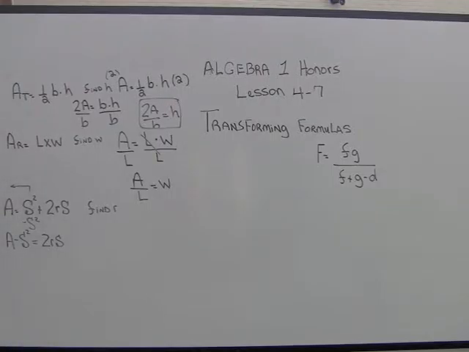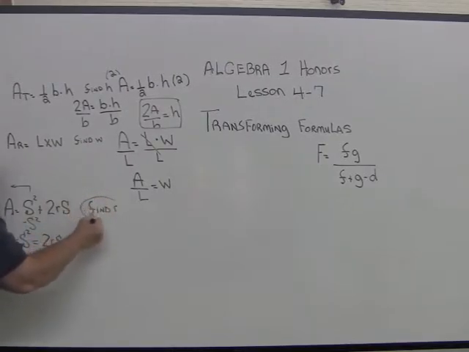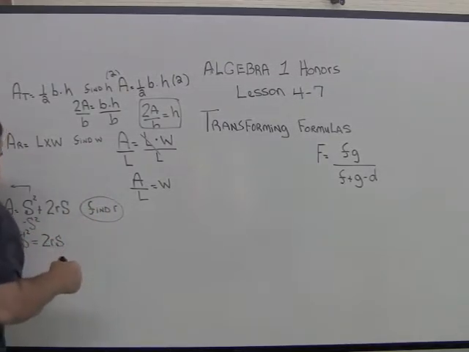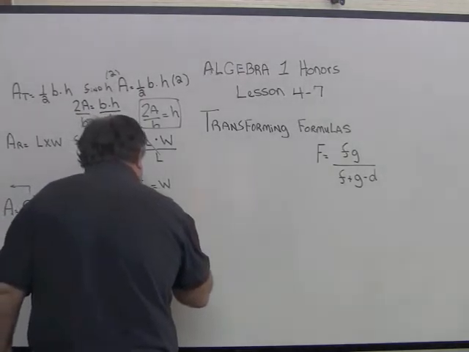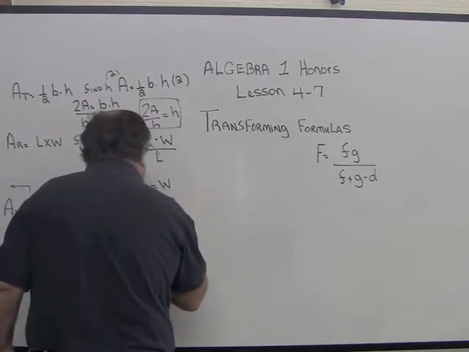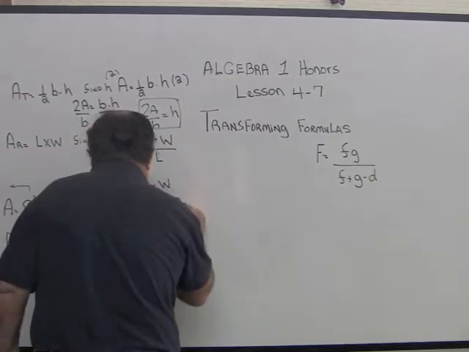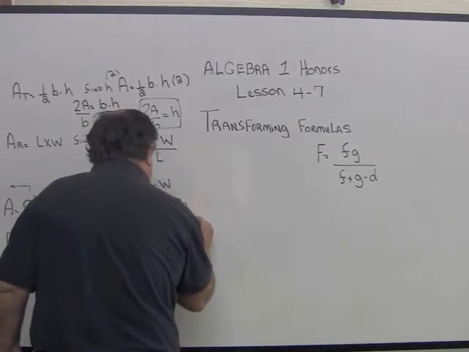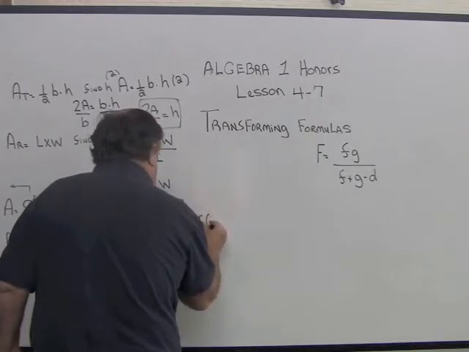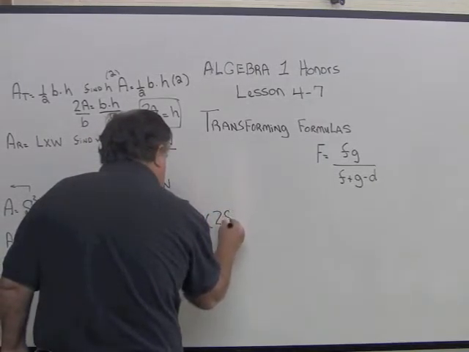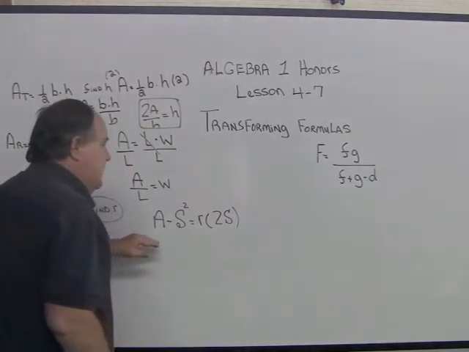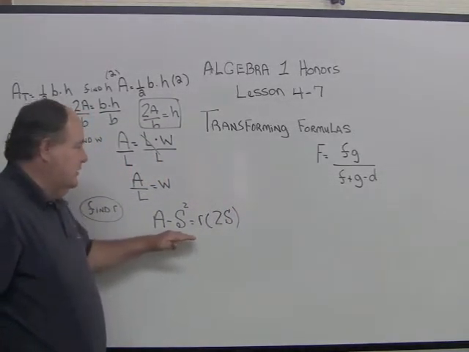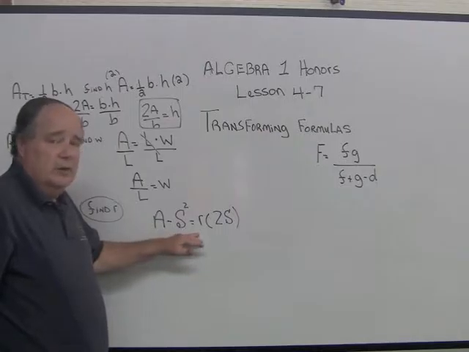Now, if I use the commutative property, I could put the R first, but what we're going to do is we're going to basically factor out the variable we're looking for. We're looking for R right here, find R. So what I'm going to do is rewrite this equation as A minus S to the second power equals, and I'm going to take my R out of here, 2 times S. And again, now we can see how we can isolate our variable R from this equation.